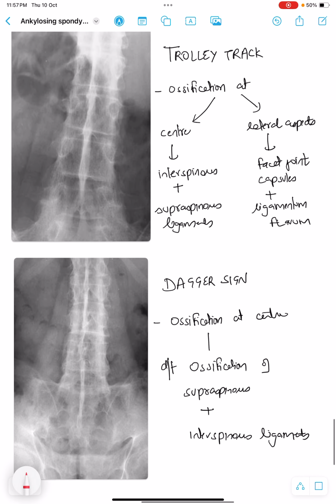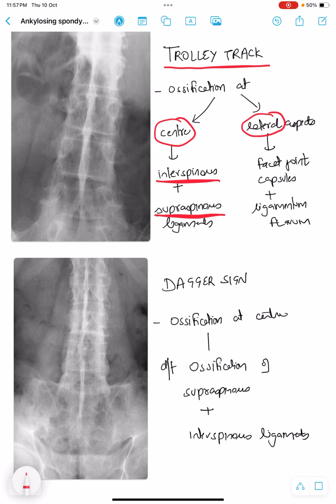Now finally the last two signs. The trolley track sign is basically ossification at the central part as well as the lateral part of the vertebral body. In the center it will be due to ossification of the interspinous and supraspinous ligament, and in the lateral part it will be due to facet joint capsule and ligamentum flavum calcification. We can see there is ossification in the central part as well as two lateral lines. So this is the trolley track sign.